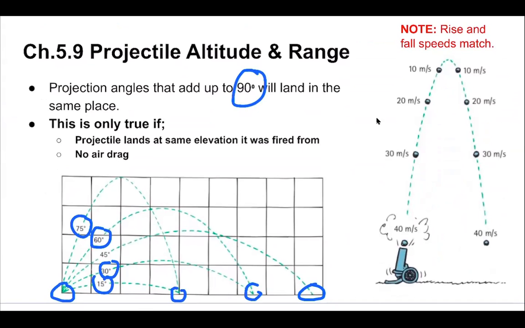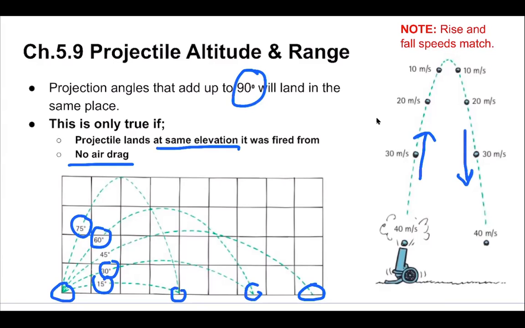But remember that this is assuming that there's no air drag, which is unrealistic because there almost always is, and that you're firing from the same elevation that the projectiles are landing at, right? And this makes sense if you think about it, because you can see it noted here that the speed with which a projectile rises will tend to match the speed with which it falls, right?